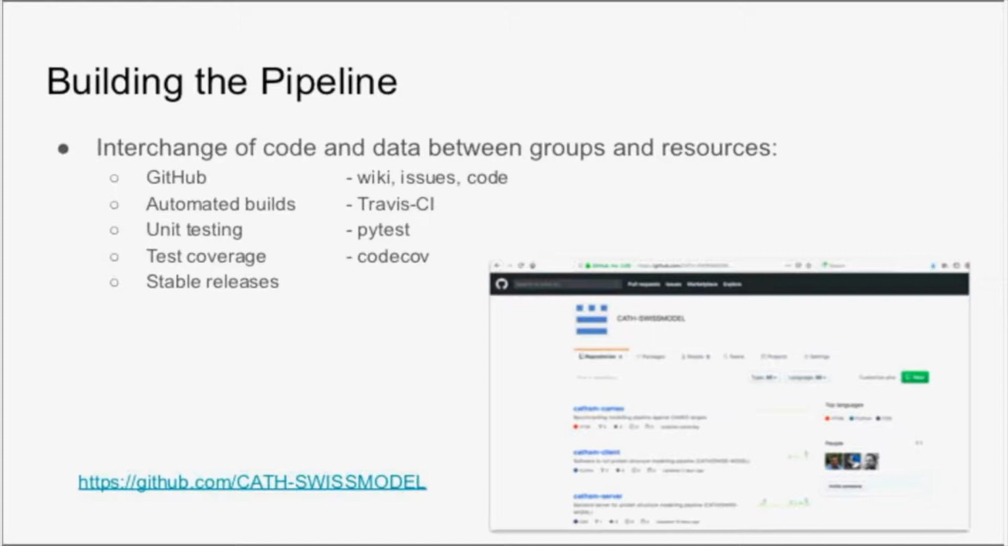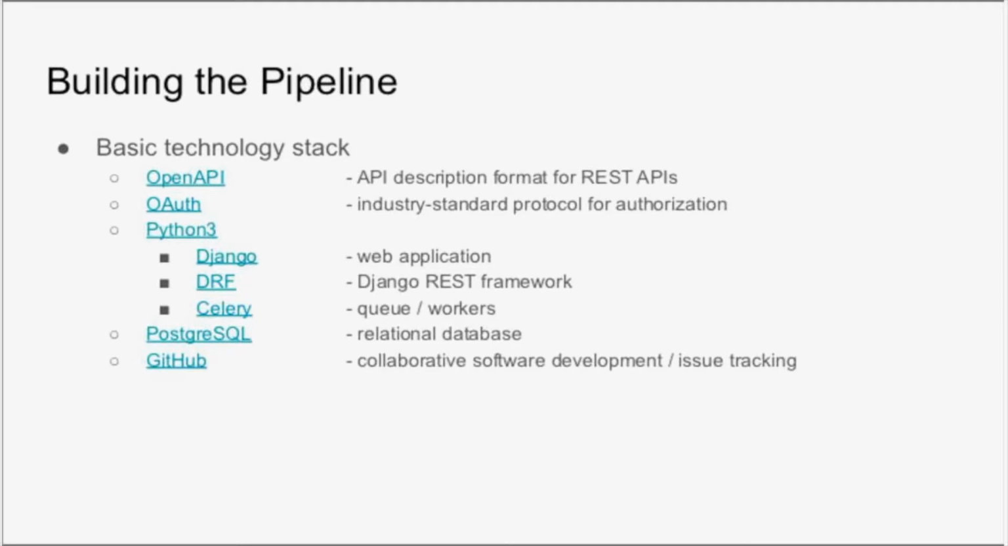And then the other thing to mention was because we're interchanging code and we're interchanging data between groups and resources within groups. So having stable releases gives you a fixed target to work on. All this code is available to use.